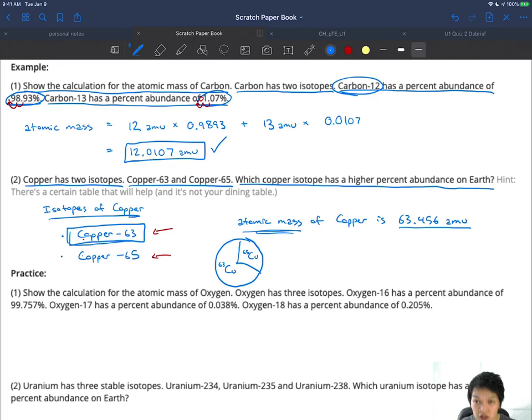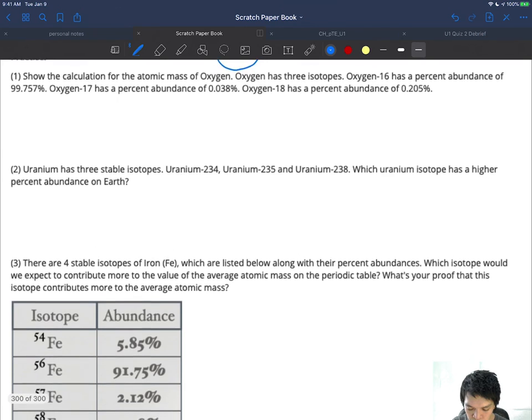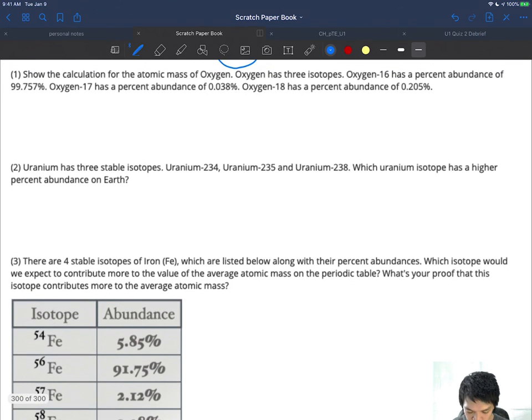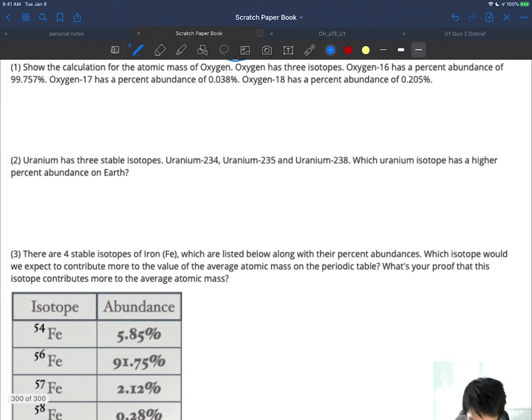And again, we had to look at a periodic table. We have to remember that the periodic table tells you information about atomic mass, and atomic mass has a little bit of an idea of the percent abundance embedded into that number. Okay. All right. You should be able to do the next problems 1, 2, and 3 right here.